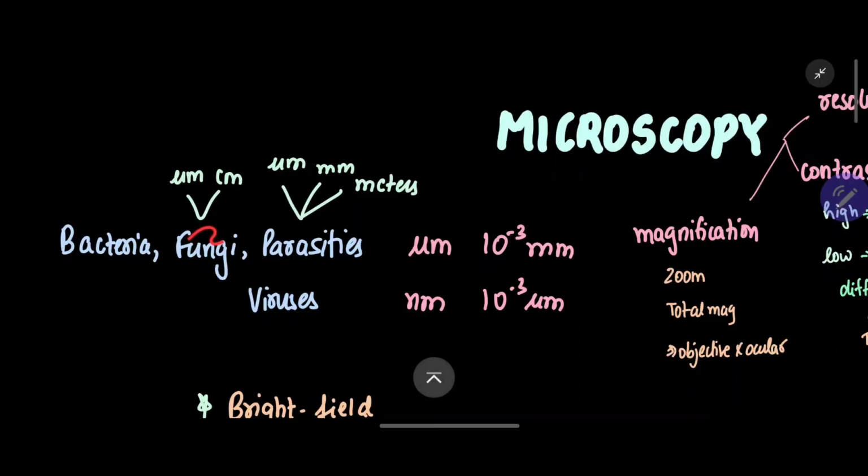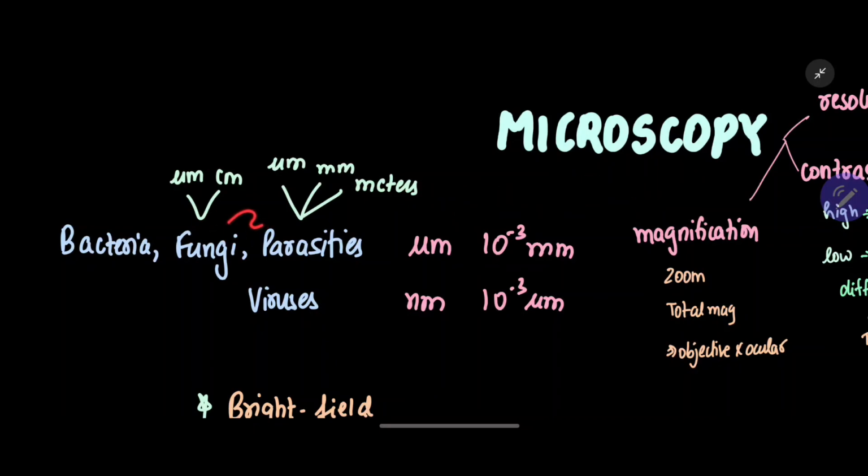We are surrounded by microorganisms and a lot of them are not visible to our naked eye, like bacteria, fungi and parasites. Most of them have sizes in micrometers, whereas viruses are the size of nanometers. So these are not visible to our naked eye, and obviously we require a microscope to view them.